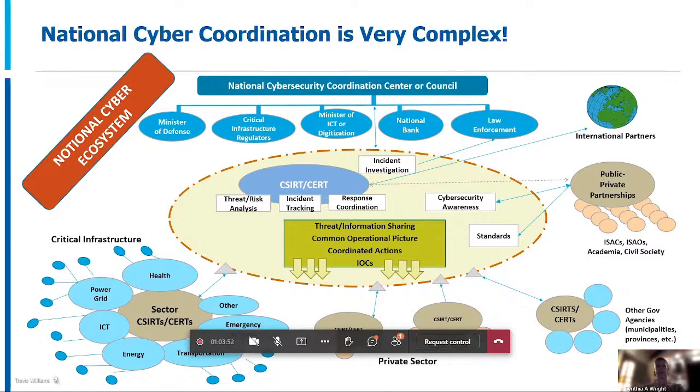And then inside that big green oval in the middle, we have some of the core functions that we're going to talk about tonight. The National CSERT or CERT is usually part of the national cyber coordination function, but it isn't usually in charge of it. There's usually somebody else who is coordinating all these very many pieces for the national government.